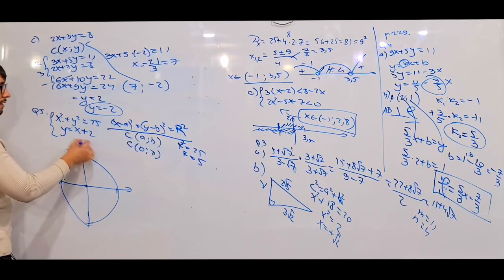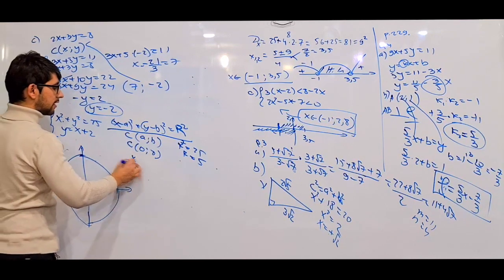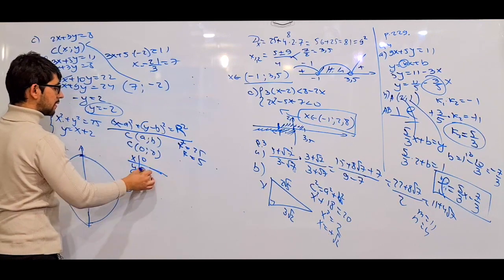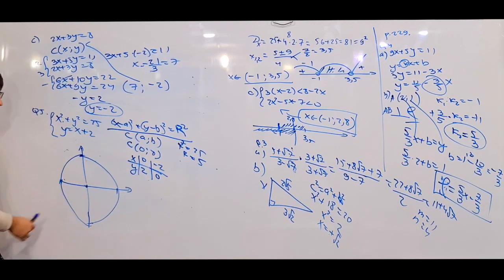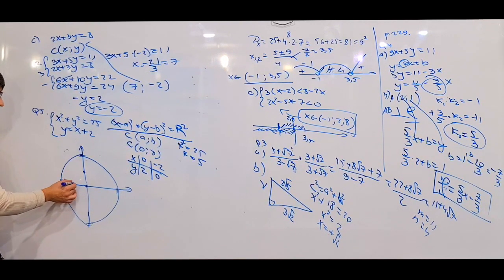And you have a straight line, y equals x plus 2. You can create a table of values. If x is 0, your y is 2. If your y is 0, your x is minus 2. So (0, 2) and (minus 2, 0). They are your approximate intersection points.